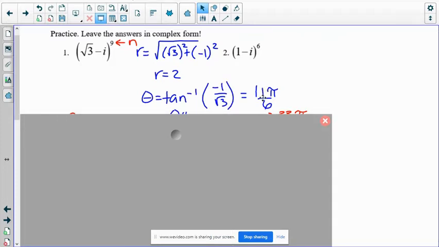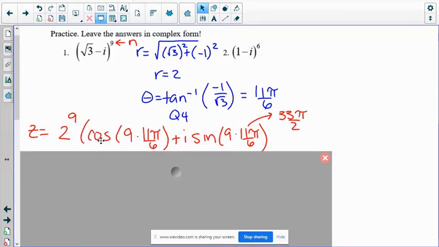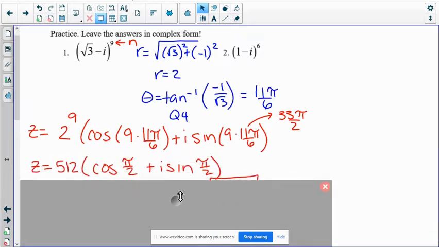Okay? So then I'm going to use that rule where I take r and raise it to that power. So I'm going to do 2 to the ninth times the cosine of n, which is 9 in this situation, times my angle, plus i sine of 9 times 11 pi over 6. That actually gives me 99 pi over 6. But if I want to reduce it, that's actually 33 pi over 2. Now, the hard part is you want to figure out what 33 pi over 2 is actually in relation to. So I did a little simplifying. First, I did 2 to the ninth, which is 512.